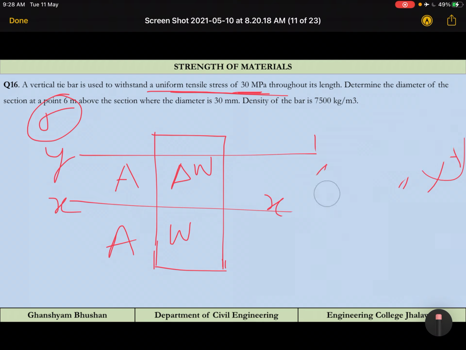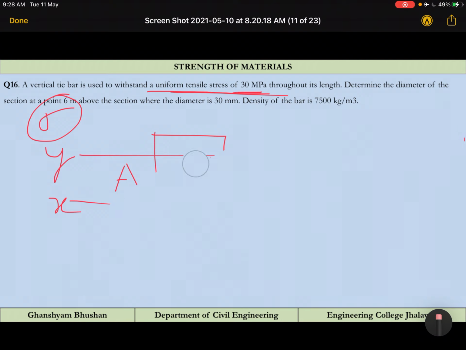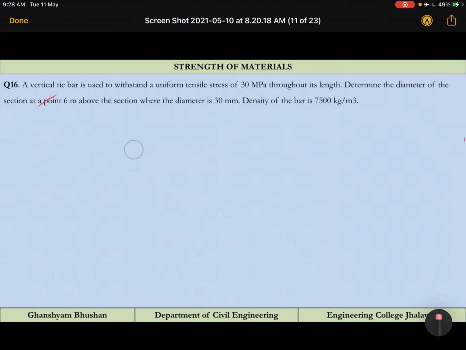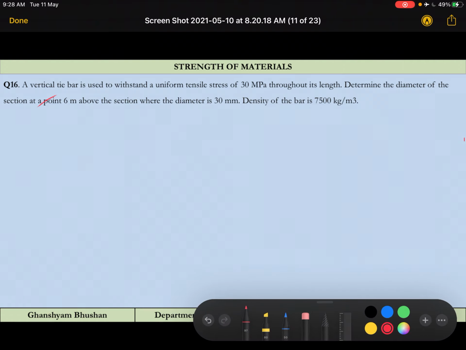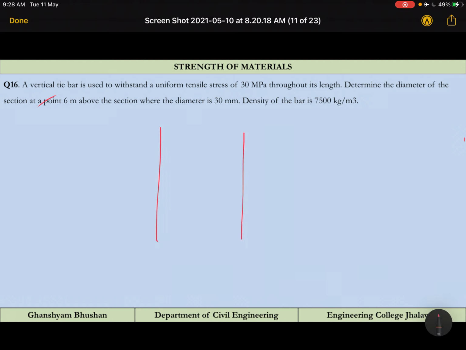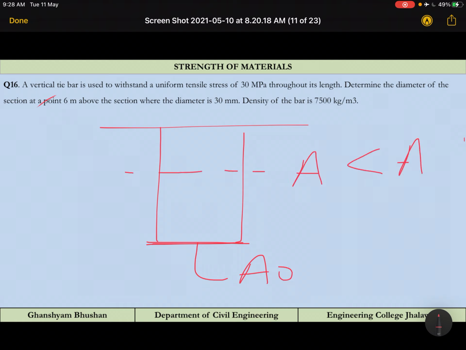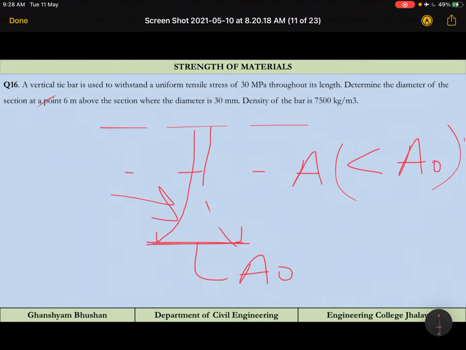Let me just show you. At every section weight is increasing, so that means the area should decrease. So if we have cross section area A naught here, then here A should be lesser than A naught. Clear? So this means the area will be reducing gradually, something like this. So we will try to solve what this curve will be.